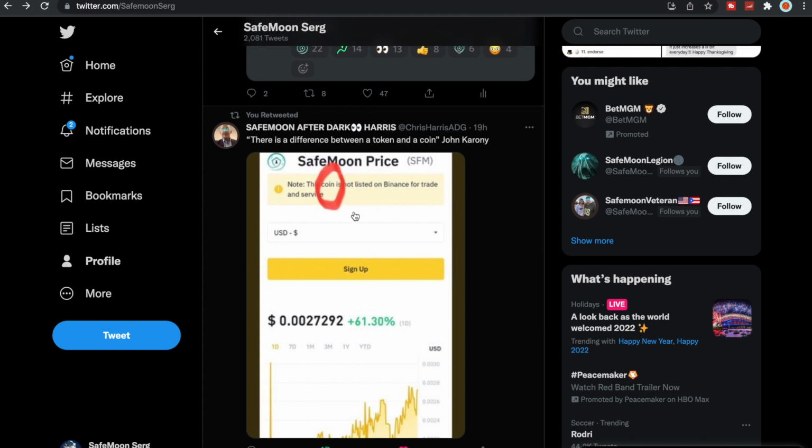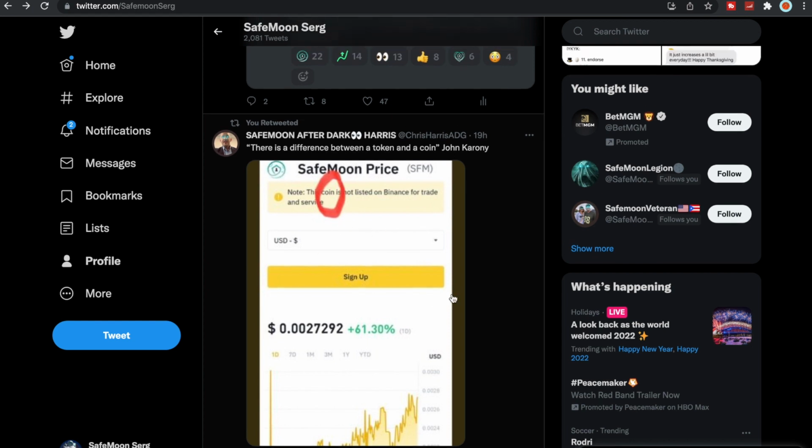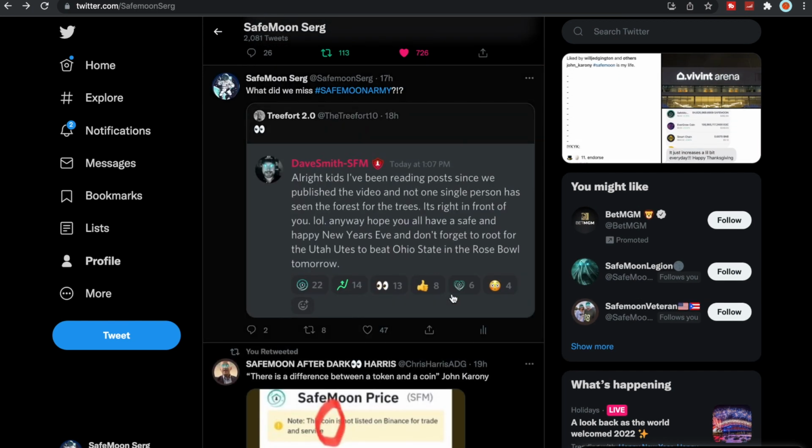But this was pointed out: the coin is not listed on Binance for trade and service. John Caroni said there is a difference between a token and a coin. A lot of people are speculating, you know, we saw that Saitama's price was also showing up on Binance. Could Binance finally be listing some of these tokens? Possibly, but it is saying the coin, right? They're not considering it a coin because a coin needs its own blockchain.